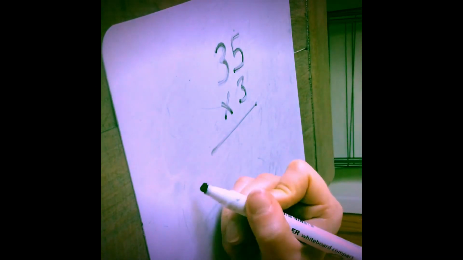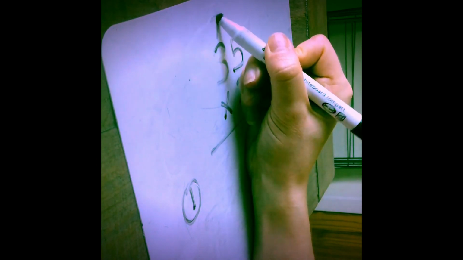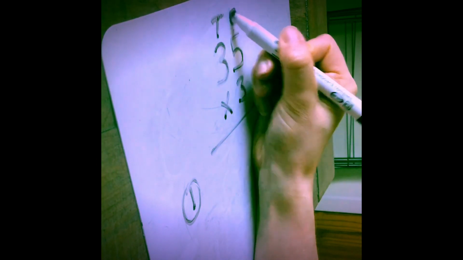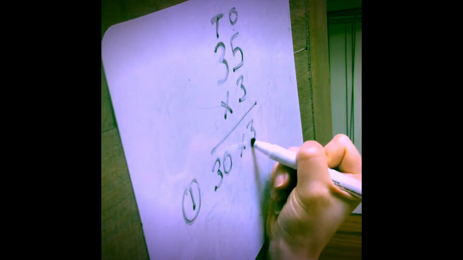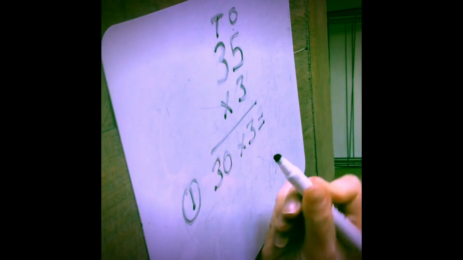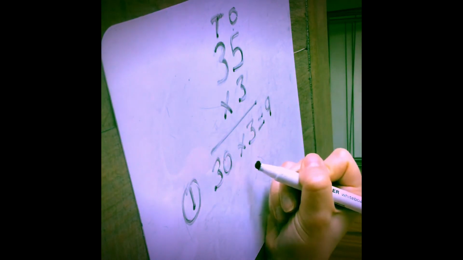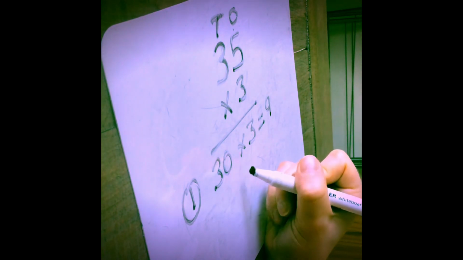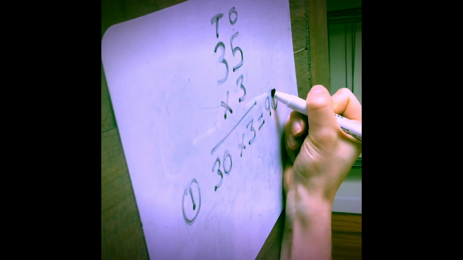Okay? So the first thing we need to do is do 30. Remember, this is our tens and our ones, so that's not 3, that is 30. We need to do 30 times 3. Now we know that 3 times 3 is 9, and therefore 30 times 3 is going to be 10 times that amount, so it's 90.